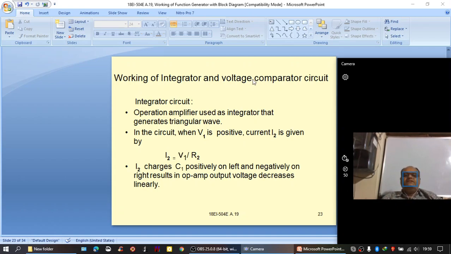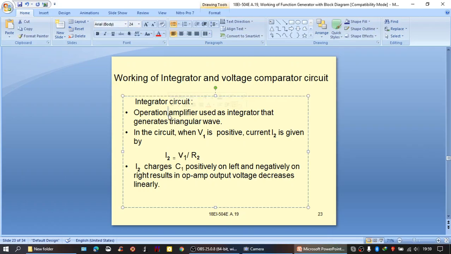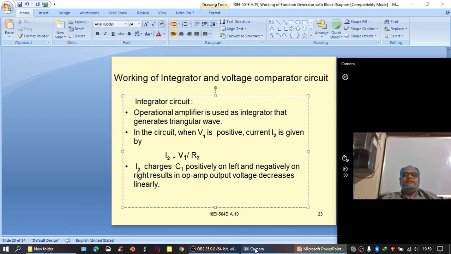Working of the integrator and voltage comparator circuit. First, the integrator circuit. The operational amplifier is used as an integrator that generates a triangular wave.